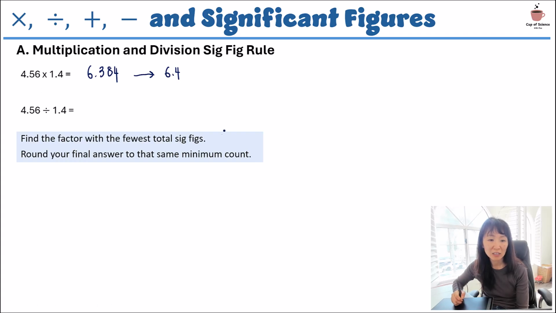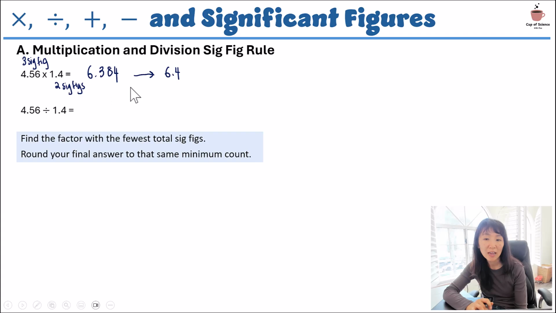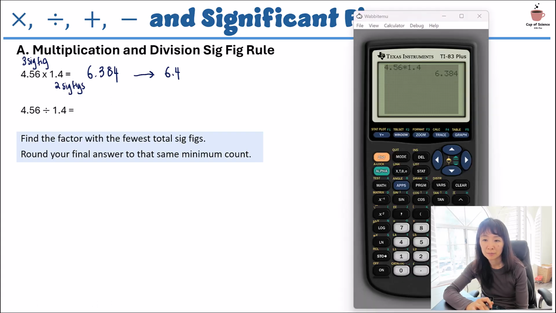4.56 has 3 sig figs. 1.4 has 2 sig figs. So because the second one has fewer sig figs, our answer needs to be with 2 sig figs, hence 6.4. Let's try dividing. The dividing works the same way. You're going to report your final answer in 2 sig figs.